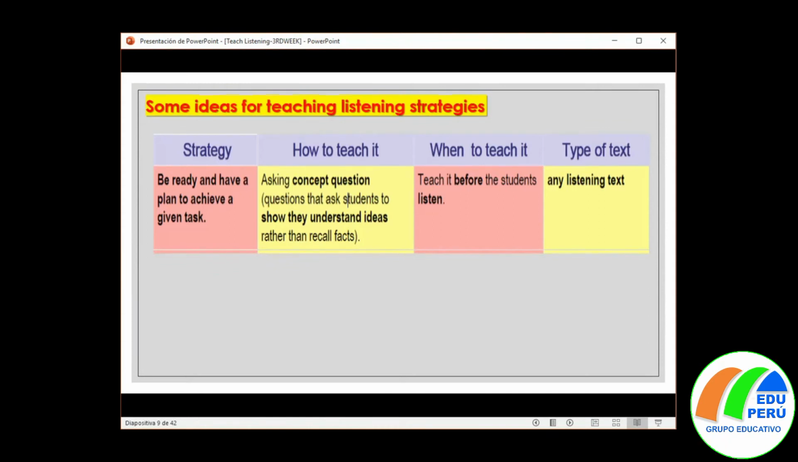So you ask. This is similar to the prior knowledge, no? Or they could understand some ideas, some concepts, not to recall specific information. Notice, to understand, to give ideas, all right? So here you are practicing the strategy of be ready and have a plan to achieve a given task. This is the strategy. And you could use any listening test. Another one.